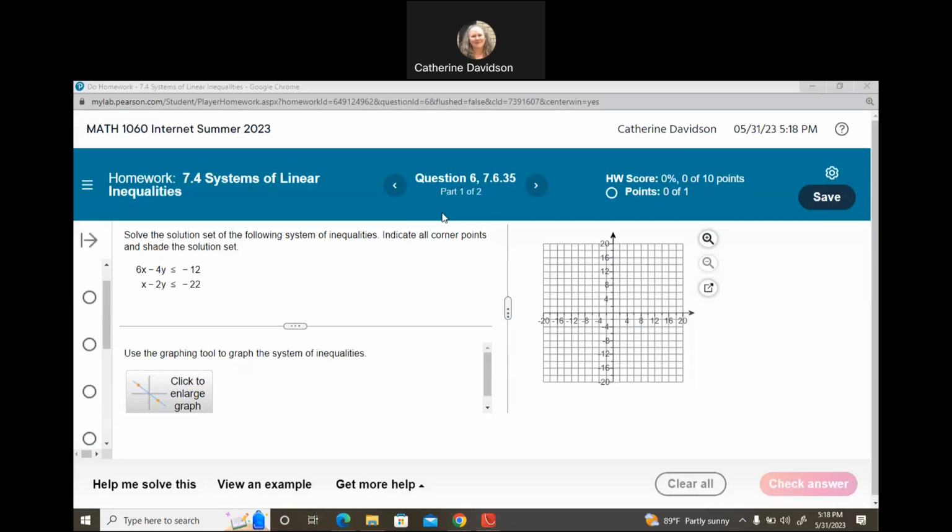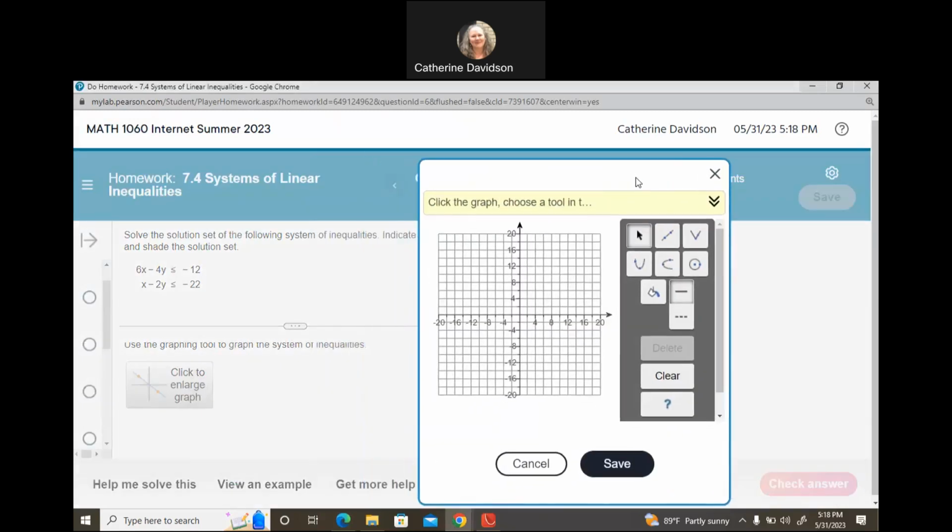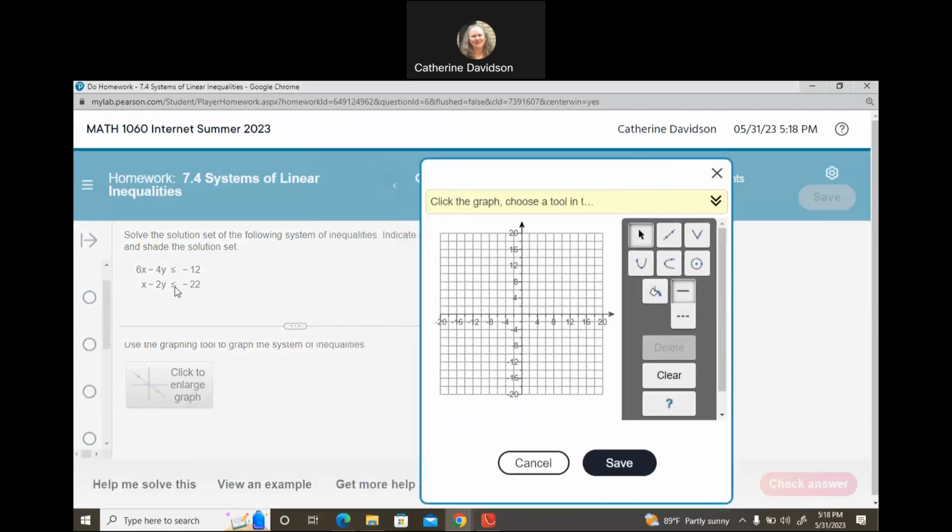Here we are on a problem from the homework. I went ahead and figured out the 2 points so we can just dispense with all that. It's basically to show you how to graph. So you click to enlarge graph here. Both the inequalities have a line. When you select the line tool, it will default to a solid line. If you need to change it to dashed, you would click on this.